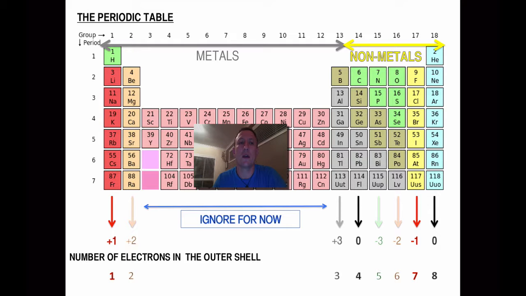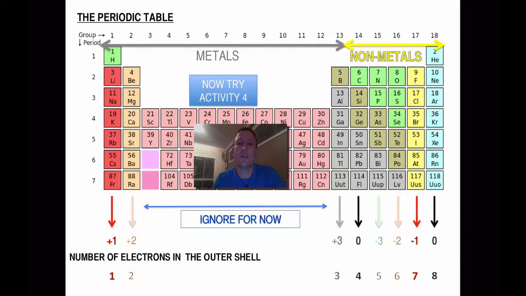So if you look at the bottom here, you can see that group 1 only has 1 in their outer shell. Group 2 has 2. 3, 4 basically goes up to stable, 4 being stable. 5, 6 and 7, they all gain electrons.